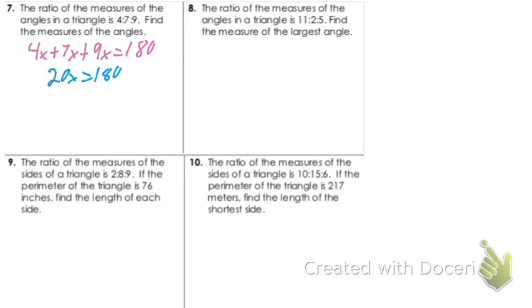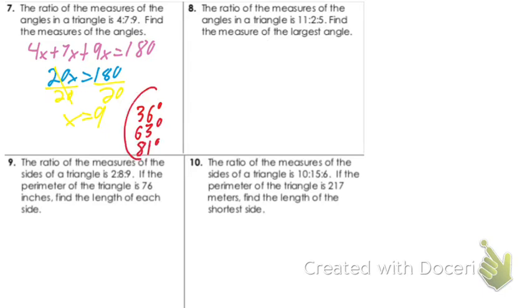Now what do we do? Divide by 20. x is 9. I think you're dividing by 10 there, buddy. Alrighty. So x is 9. So what do we know about each angle then? What are they? Multiply by 9. 4x, or 4 times 9, is 36. Okay, so 36 degrees. Then 63 and then 81. 63 degrees and 81 degrees.